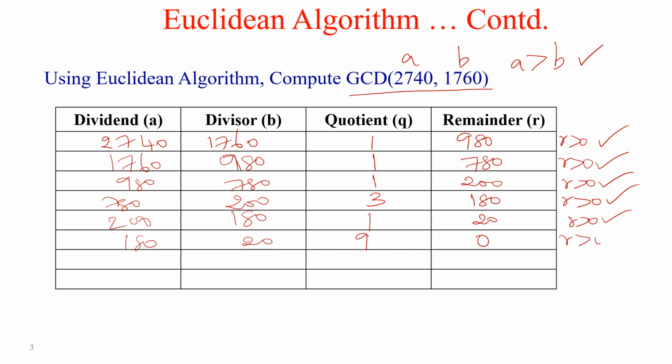Now we check the R greater than 0 condition. It is false because R equals 0. So if R equals 0, what do we have to consider? B is the GCD. The answer is 20. So the GCD of 2740 and 1760 is 20.